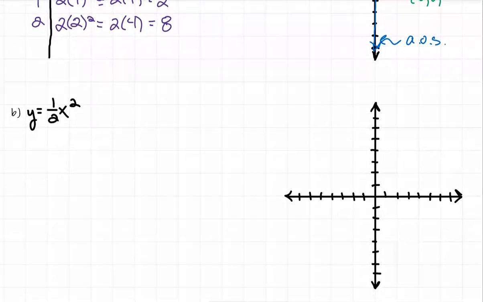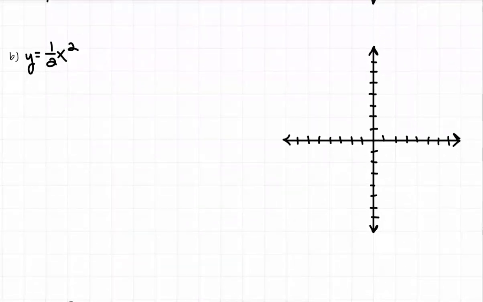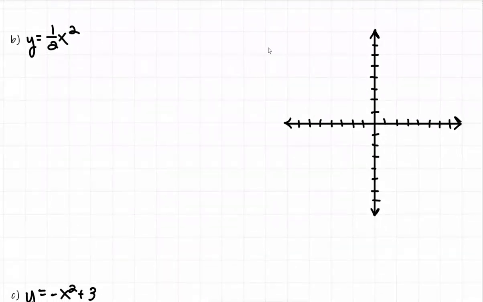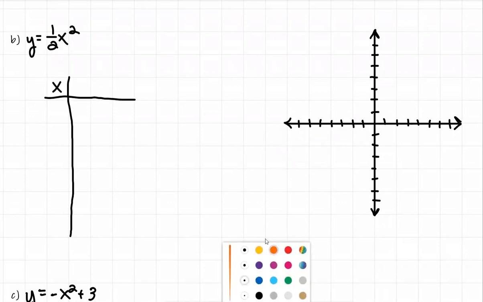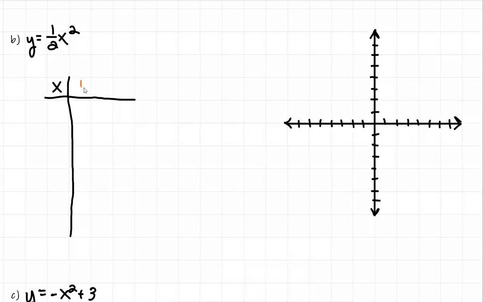All right, next example, we have 1/2 x squared, same thing. We're going to make a table of values. X, and what color do we want to do this one? Let's do it in orange. Hopefully it's not too bright. Y equals 1/2 x squared. That looks decent. -2, -1, 0, 1, 2.